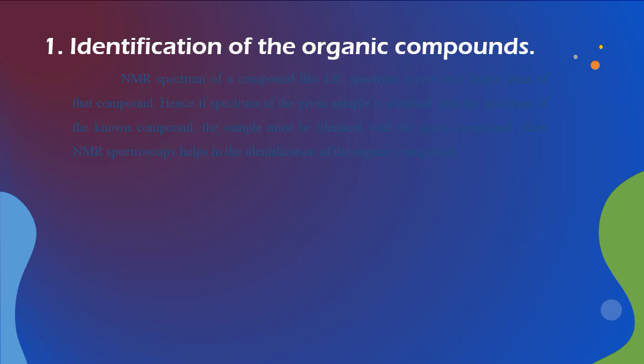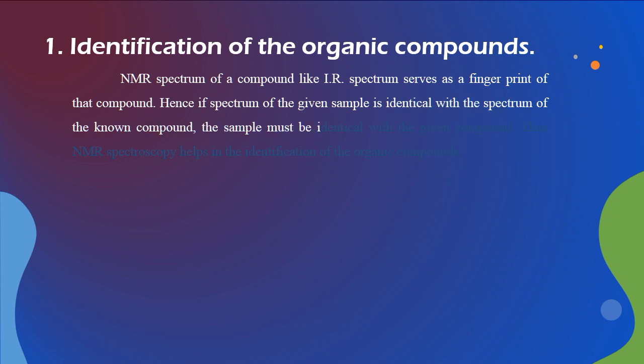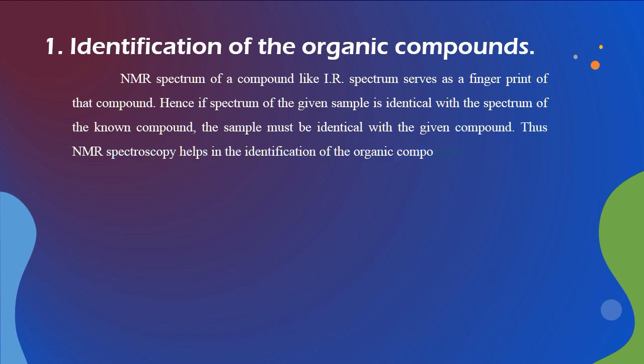Number 1. Identification of the organic compounds. The NMR spectrum of a compound, like the IR spectrum, serves as a fingerprint of that compound. Hence, if the spectrum of the given sample is identical with the spectrum of the known compound, the sample must be identical with the given compound. Thus, NMR spectroscopy helps in the identification of the organic compounds.